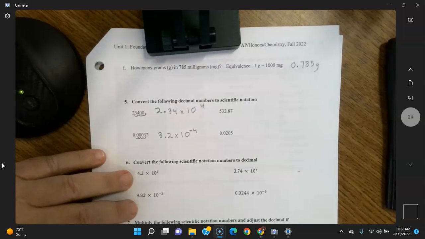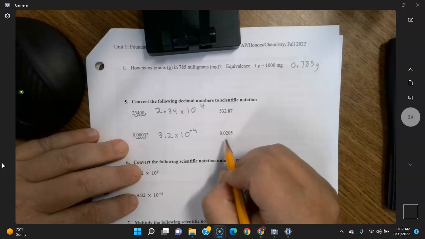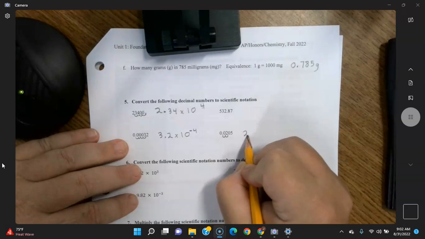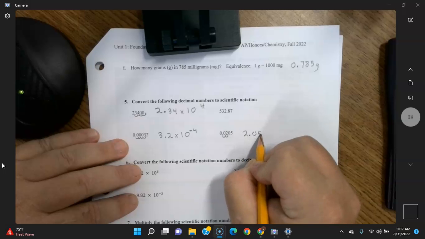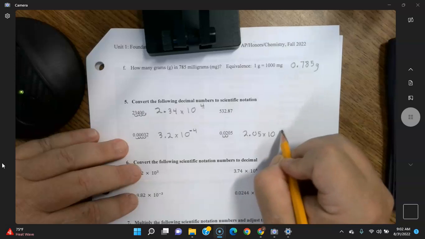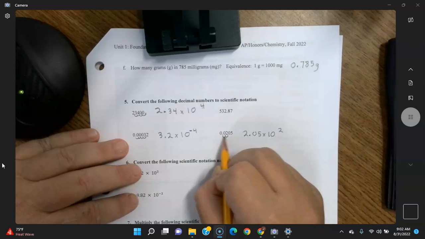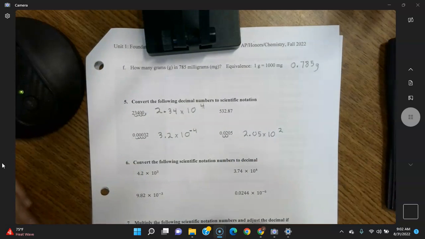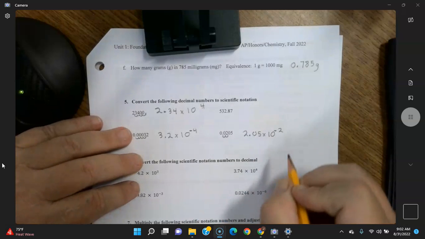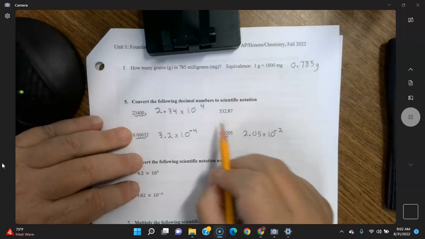Okay? Let's do one more here. So this one, you have to move over 2 places. So it's 2.05 times 10. And you moved it 2 places. And you started off with a number that's less than 1. 0.0205 is less than 1, so it's going to be negative 2. Okay? I'll leave you with this one to do.